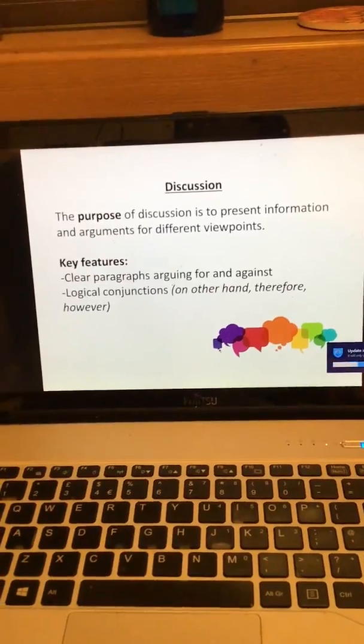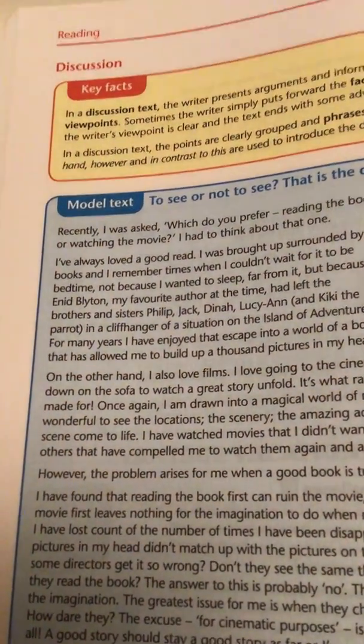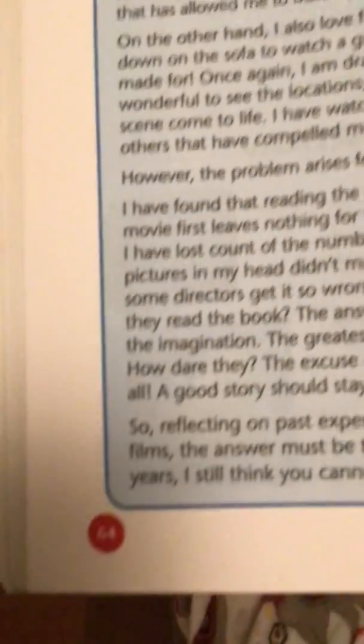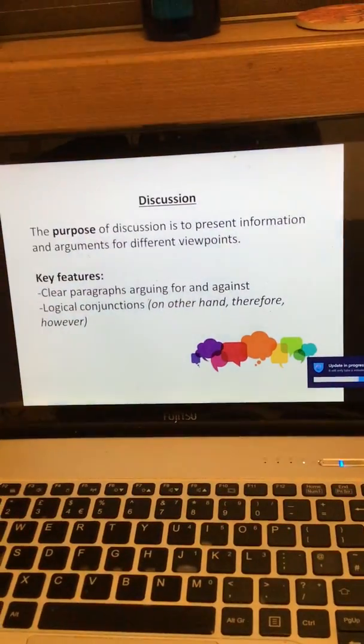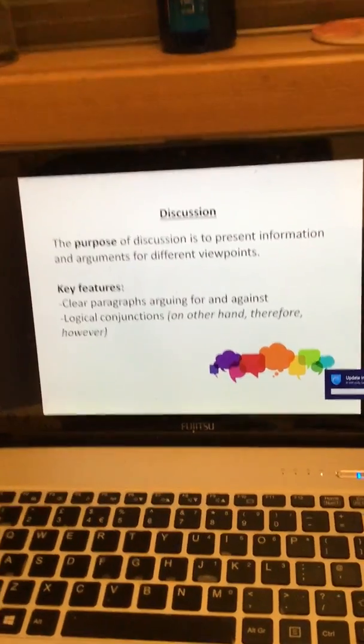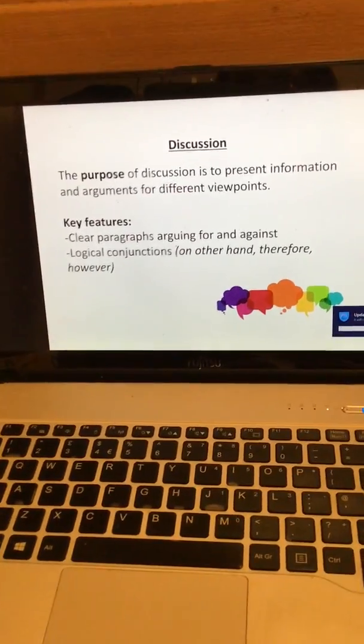The second feature is logical conjunctions. These are the conjunctions you're using to start your paragraph. So on the other hand, however, and then they conclude with so. You can use things like therefore, however, in contrast to this. So you show that you're moving from one argument to another argument.